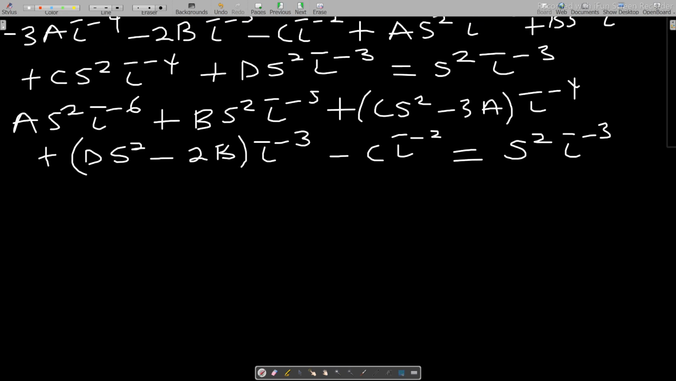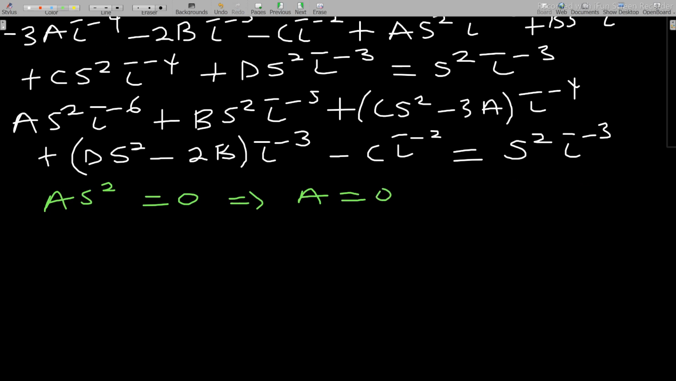Now you can see the coefficient of this polynomial, the tau to the negative 6 at the right side of our equation, is 0, because we don't have any power like negative 6 at this side, so the coefficient there is 0. So a s squared equals 0, and this will imply that a is equal to 0. And with the tau to the negative 5, I have b s squared equals 0. You don't have any other coefficient there, so b is also 0.